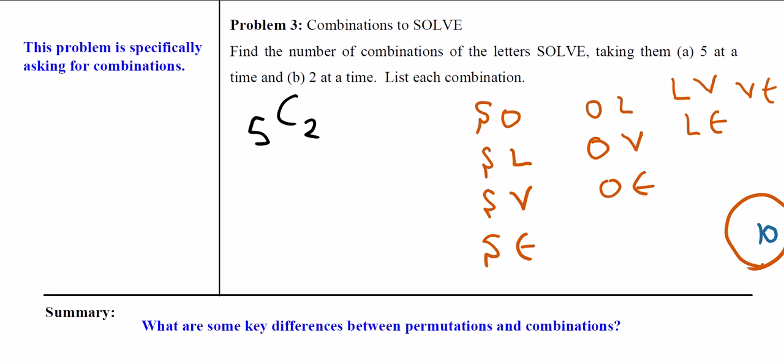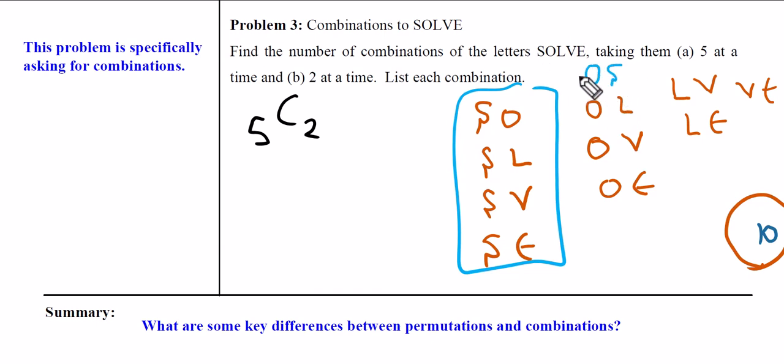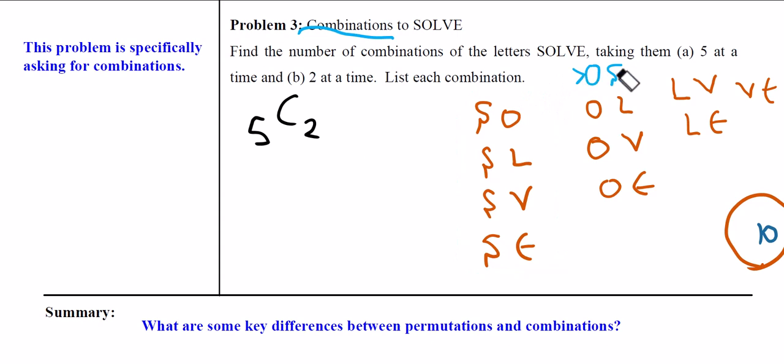Now, how do I come up with those? Well, you know how I got these, right? SO, SL, SV, SE. But how come I didn't do OS? Because OS is the same as SO. We're doing combinations, not permutations. If this were a permutation, then OS would be different than SO. Okay, but we're doing a combination, which means that these are the same. So I didn't count OS. I went ahead and ignored that.